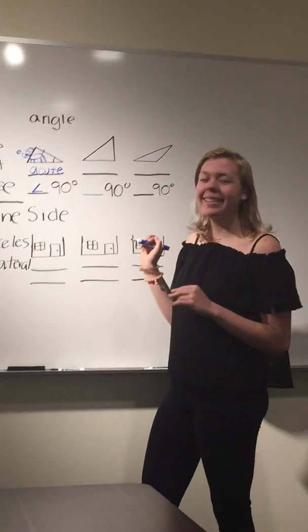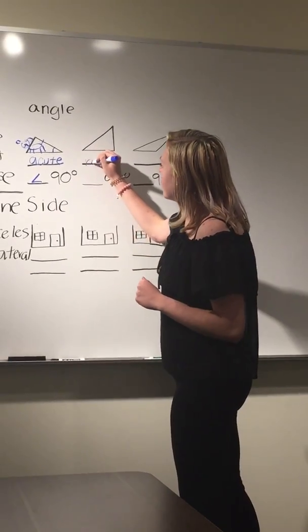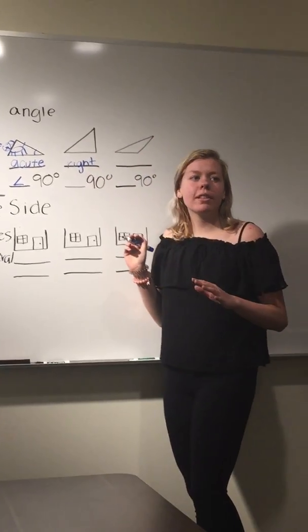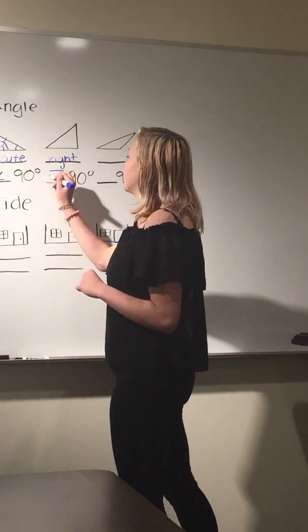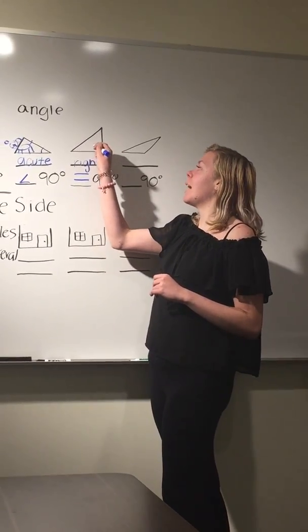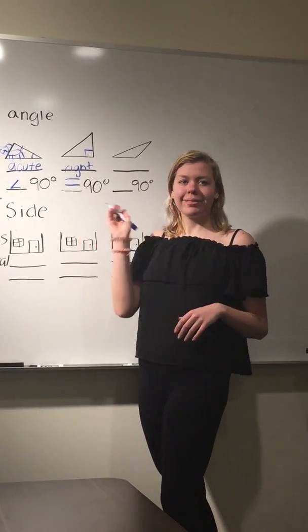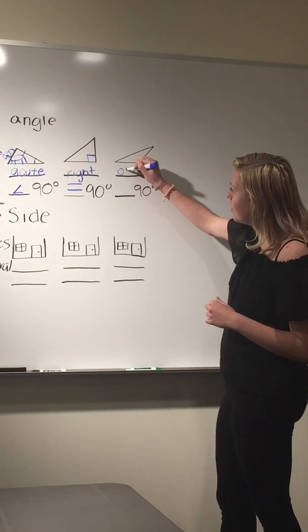Mine's definitely not. So the next one is a right triangle. We know it's a right triangle because one of the angles is equal to 90 degrees. Another way that you'll see right triangles is with this little box. That just means every time you see it, it's a right triangle. Easy peasy.